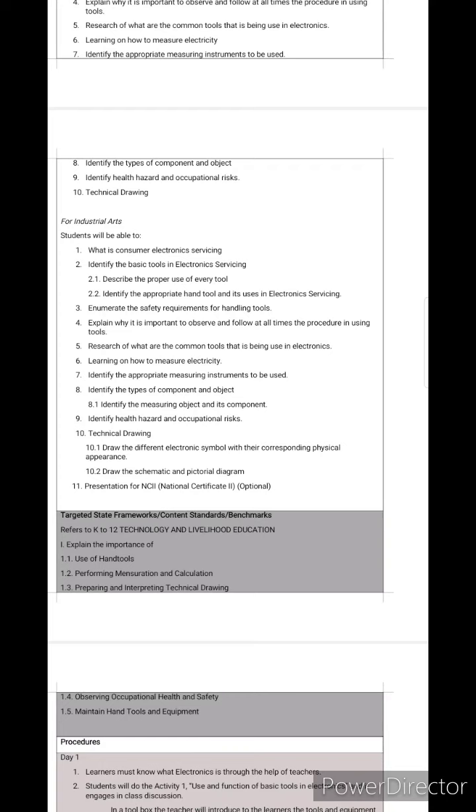Ten, technical drawing. Under that, there are two: first, draw the different electronic symbols with their corresponding physical appearance; second, draw the schematic and pictorial diagram. So for the eleventh, presentation for NC2 or National Certificate.